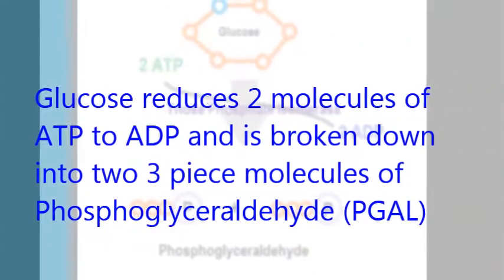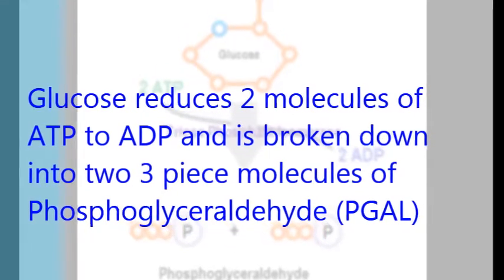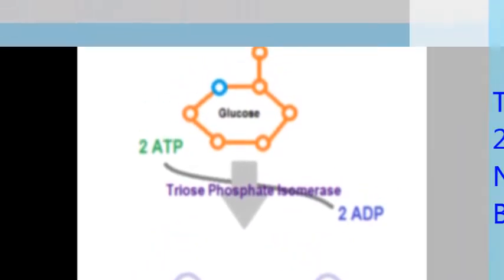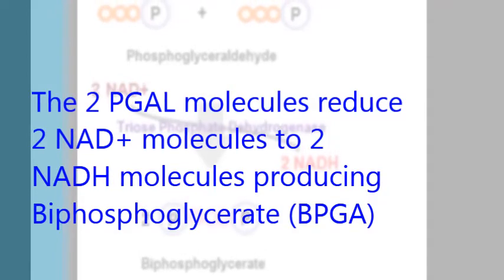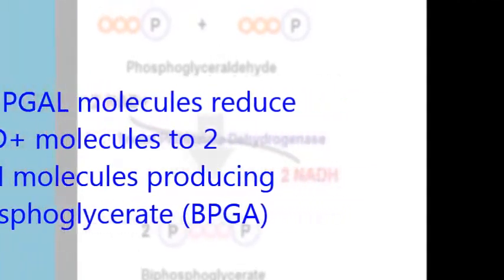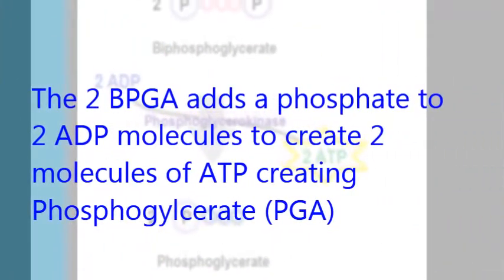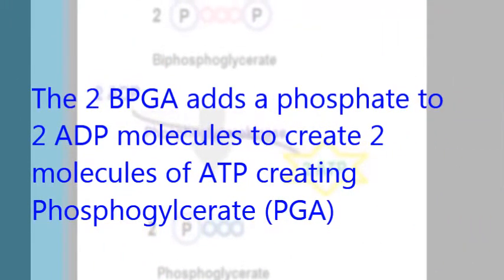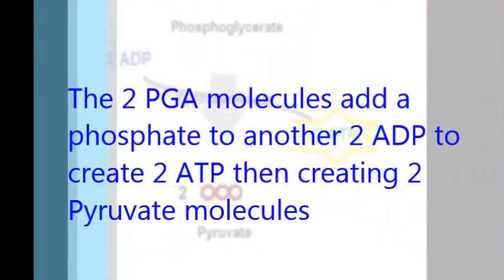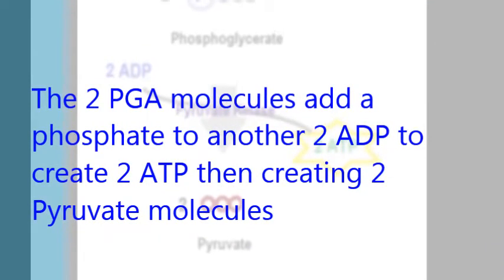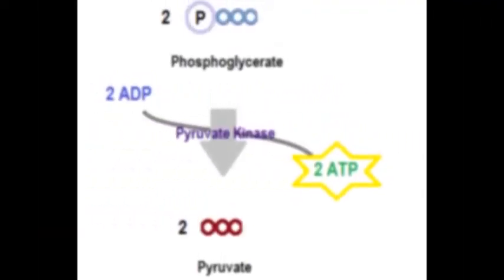Glucose reduces 2 molecules of ATP to ADP and is broken down into 2 three-carbon molecules of phosphoglyceraldehyde. The 2 phosphoglyceraldehyde molecules reduce 2 NAD+ molecules to 2 NADH molecules, producing biphosphoglycerate. The 2 biphosphoglycerate add a phosphate to 2 ADP molecules to create 2 molecules of ATP, creating phosphoglycerate. The 2 phosphoglycerate molecules add a phosphate to another 2 ADP to create 2 ATP, then creating 2 pyruvate molecules.